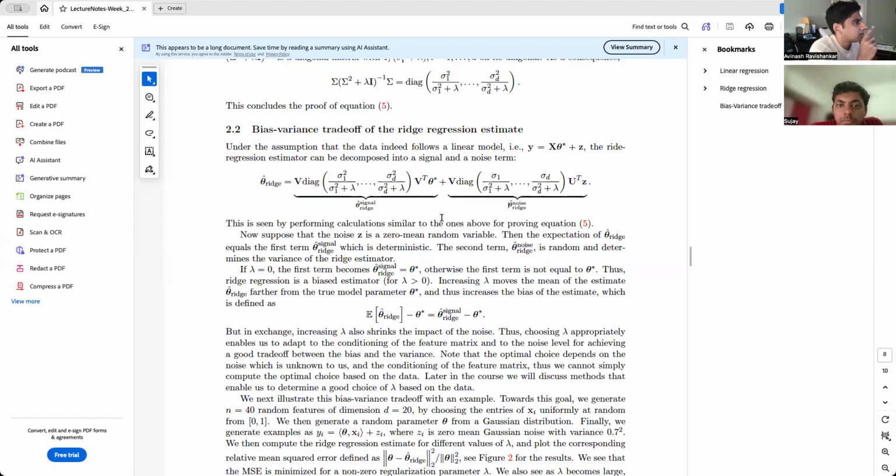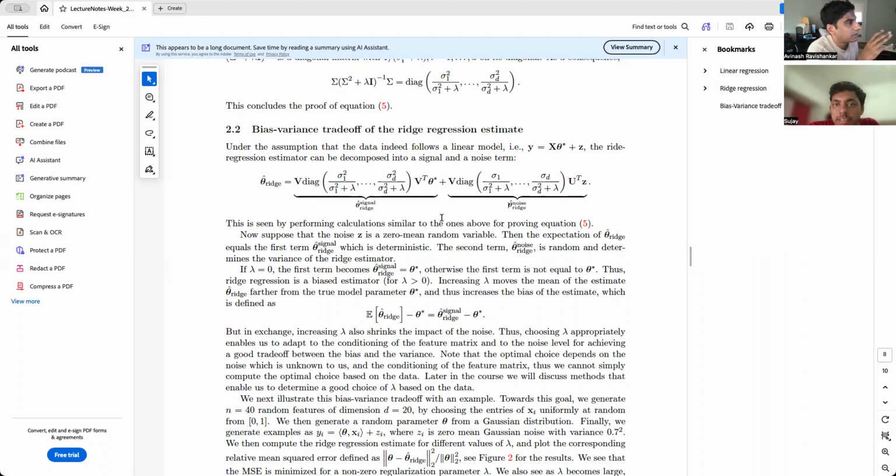Wait, that didn't make sense. If your lambda is really large, then your denominators are all going to be very large here. So this factor is deviating from 1. If the factors are all 1, if lambda is 0, all the factors are 1, and your theta hat becomes theta star. Yes, that I understood.